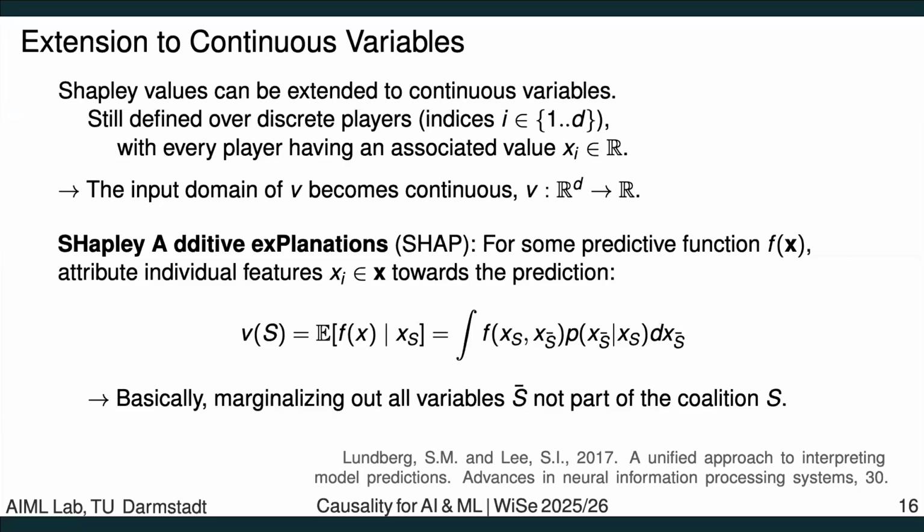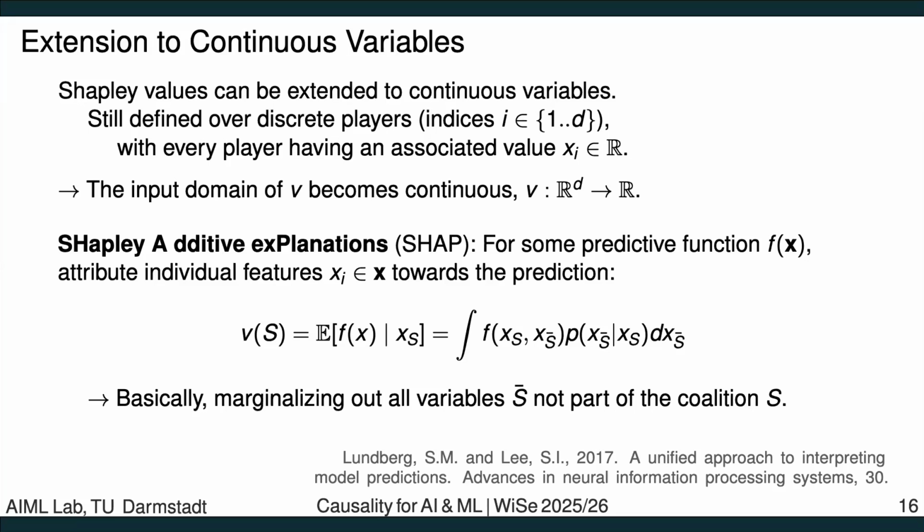So basically what this means is that I look at the whole feature vector and then I marginalize out everything that is not in the coalition. So I basically get the average expectation if I am only left with these coalition features, and I randomize, for example, all the rest. And this can then be written as an integral.